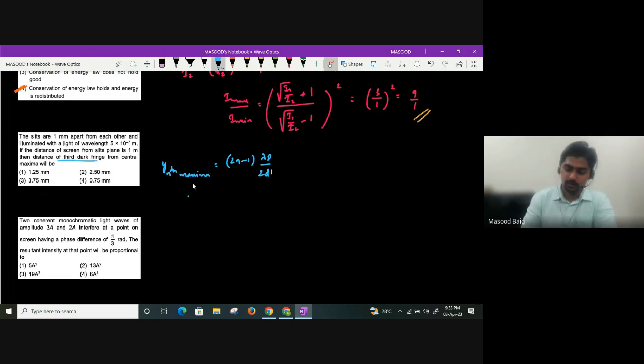So I want to find, sorry, nth minima, not maxima. Position of nth minima will be (2n minus 1) lambda capital D by 2d. I want to find the third minima. What can we write, beta?